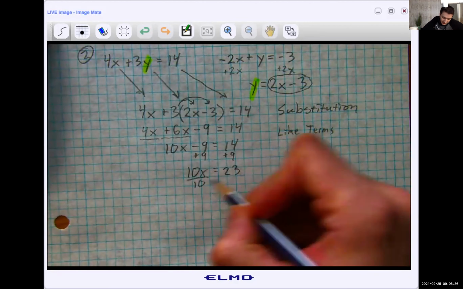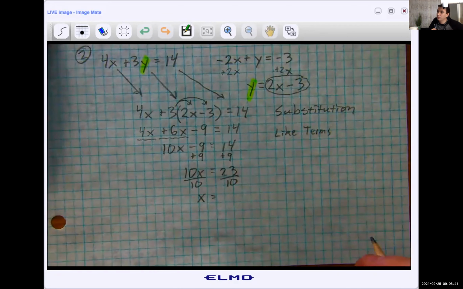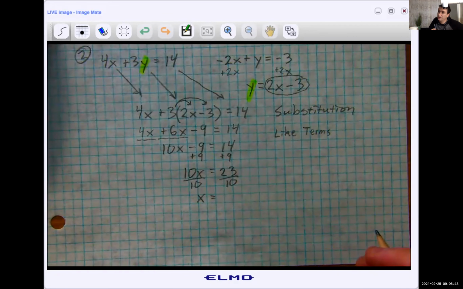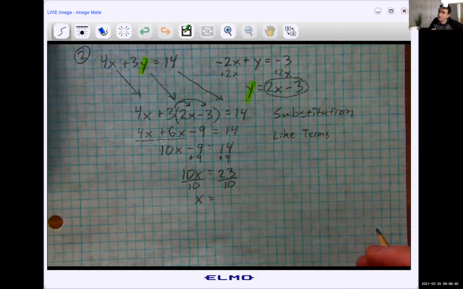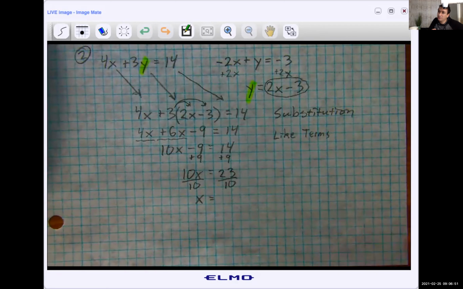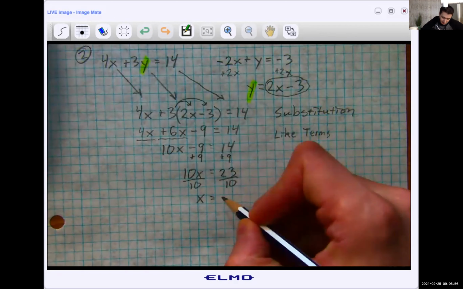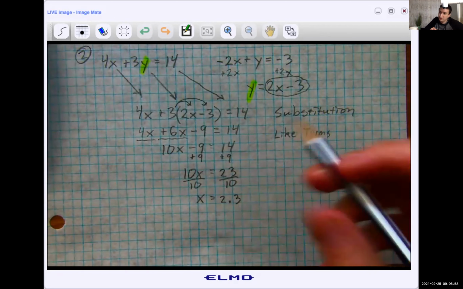And then what do we get for our x? I think that's going to be a nice decimal. We can write it as a decimal. It's totally up to you guys. If you want, you can do fractions, decimals, improper fractions. It's totally up to you. All are acceptable. Yeah, I agree with you. I think that would be the best one. 2.3.